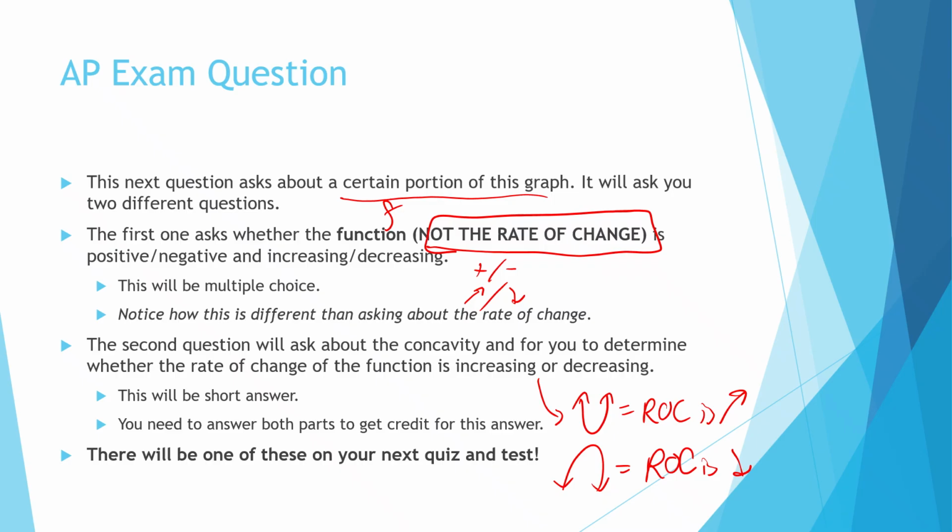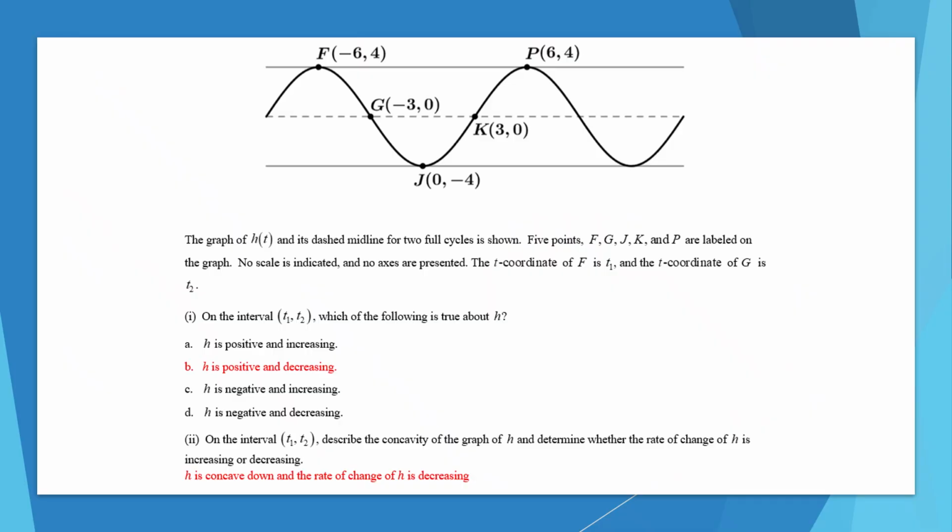Let's go through an example because there will be one of these on your next quiz and test. So here is, and it's always going to be the same exact wording of the question. Obviously, the coordinates will be different, and the interval that I could ask about will be different, but everything else will be the exact same. That's the nice part about the AP exam, a lot of questions are kind of just copy and pasted from year to year. So we're given 5 coordinates here.